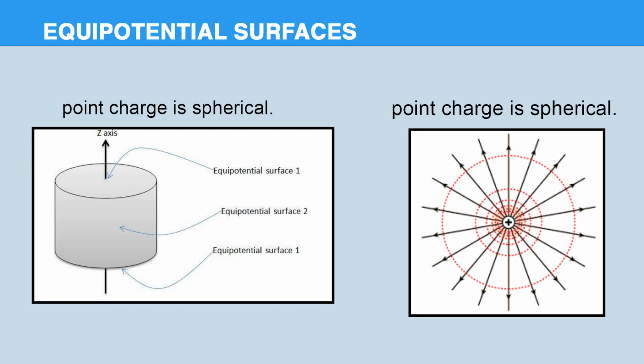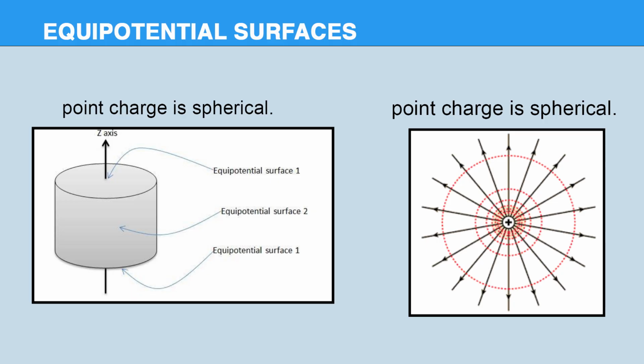Here the diagram shows the point charges. Here the point charge's equipotential surface is spherical. Why? This is because the electric potential at any point around a point charge depends only on the distance from the charge. The equipotential surfaces are concentric spheres centered around the point charge.